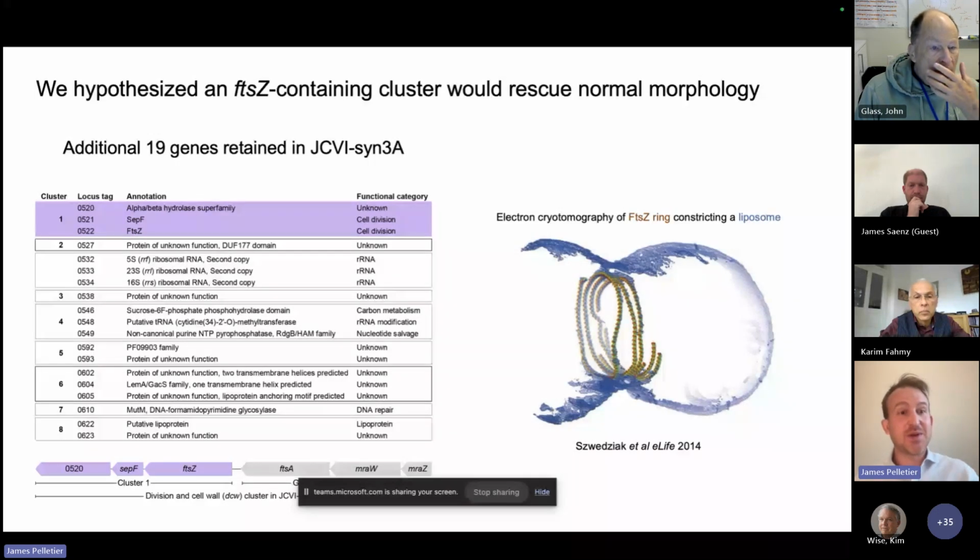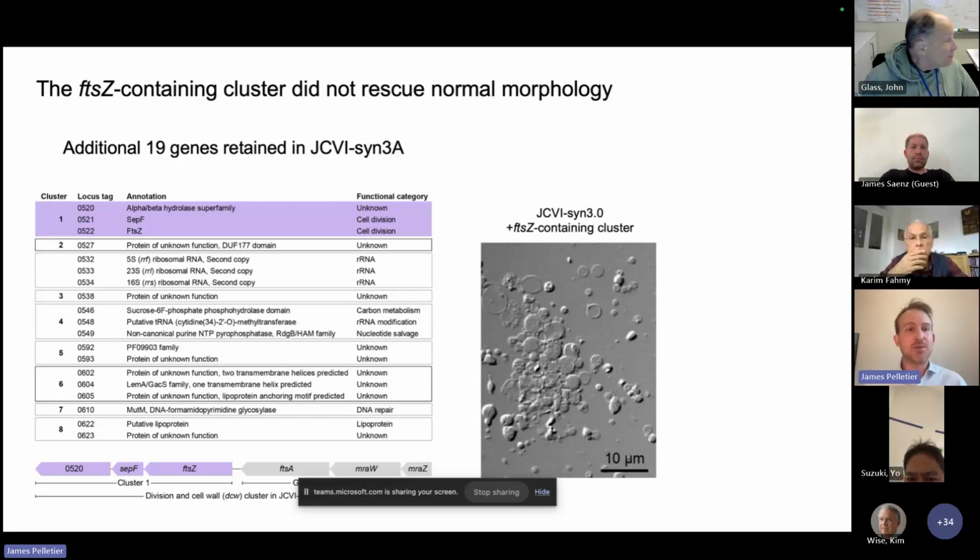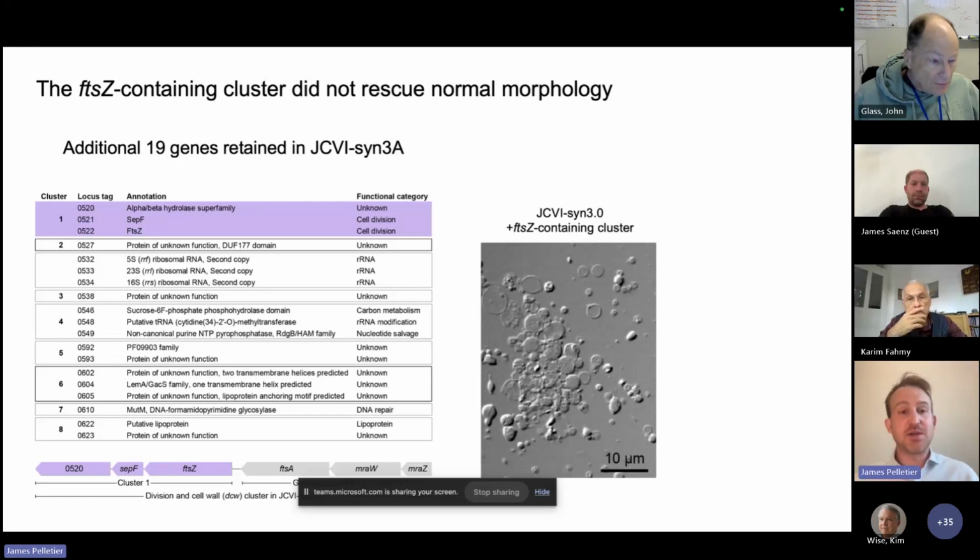So upon observation of this cluster, we thought, oh, if we restore this cluster to the minimal cell syn3.0, that will restore normal cell division. But that didn't happen. The cells still exhibited extreme variation in cellular size and shape. And looking at what was known about gene function, there were no other hints.